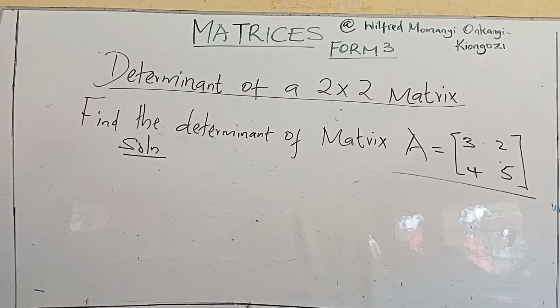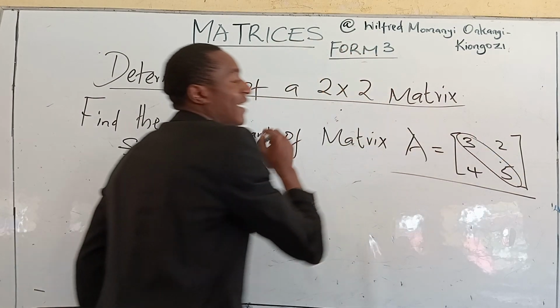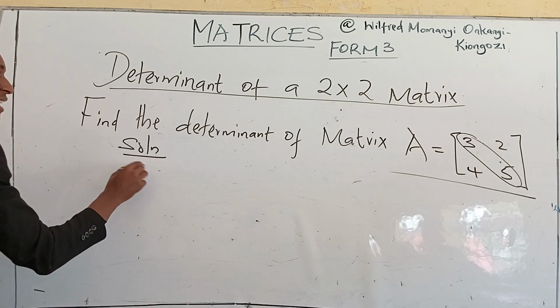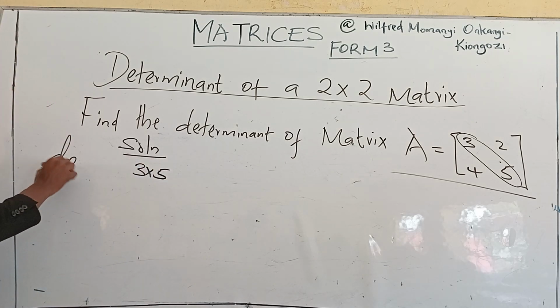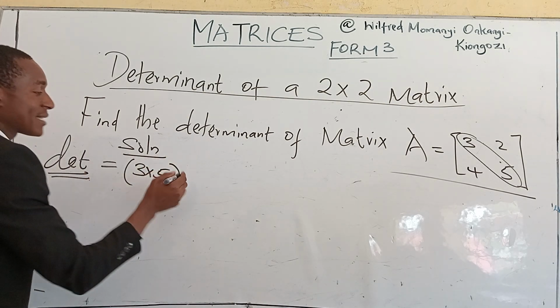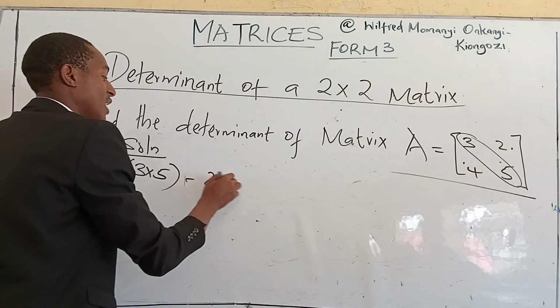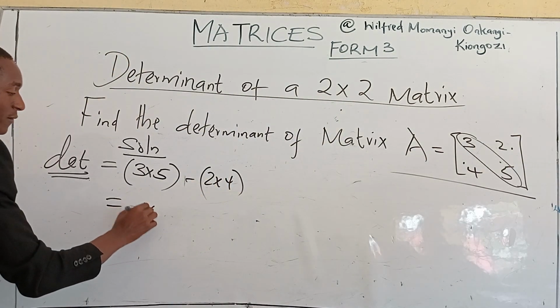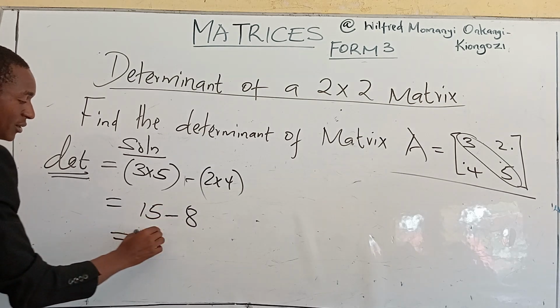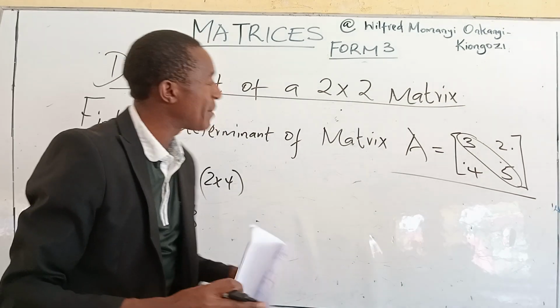What we have already said is you first of all identify the main or the principal diagonal. So product of elements of the main diagonal, 3 times 5. So determinant, I write DET, is equals to 3 times 5, put the bracket, then minus the other diagonal, 2 times 4. So what we get here is 15 minus 8, which is 7.